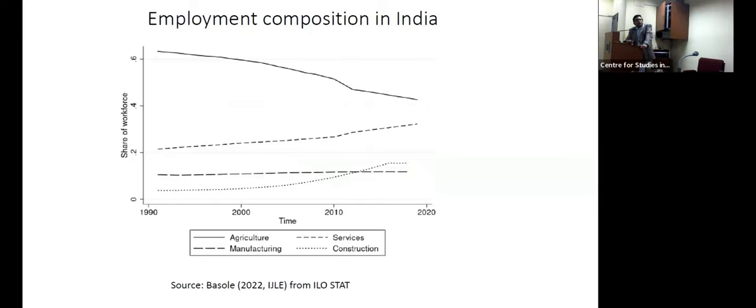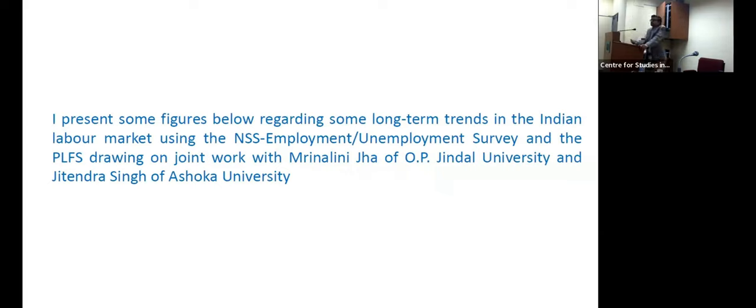This is, again, employment composition. The previous was just output, so this is employment. Once again, you can see that there is some movement in this period, but these are not huge swings, and I will split this up more carefully so that you can examine the trends in more detail.